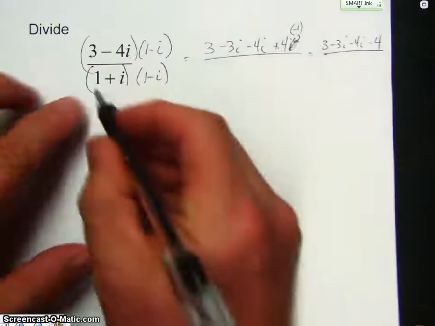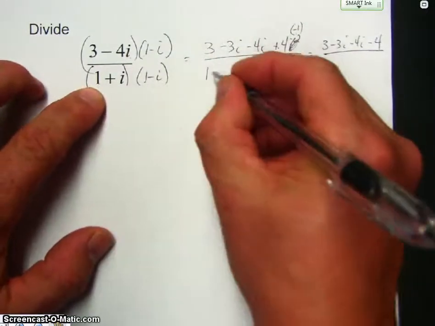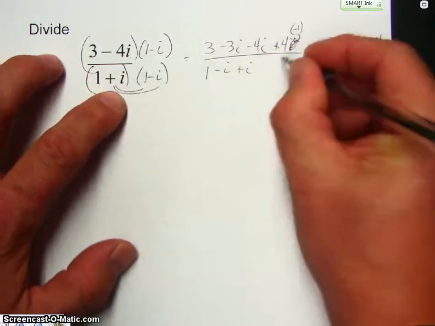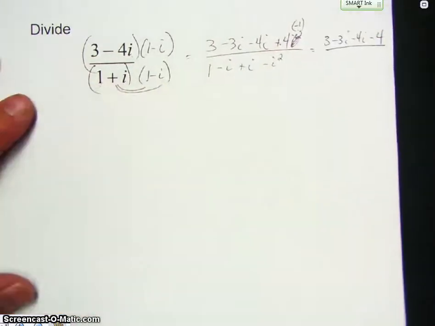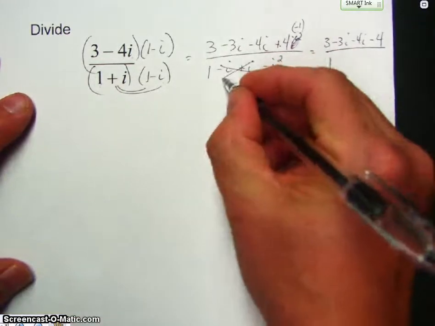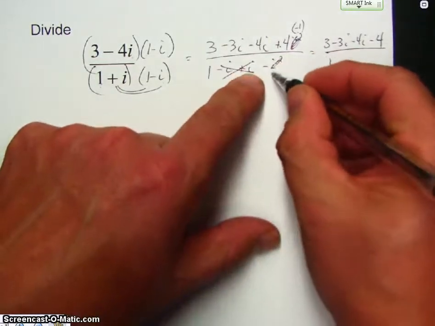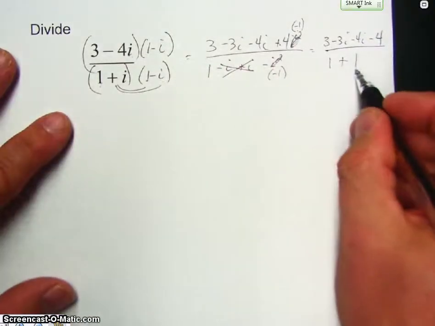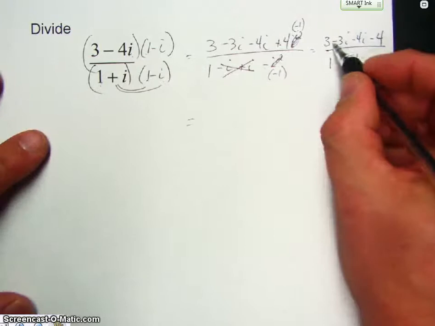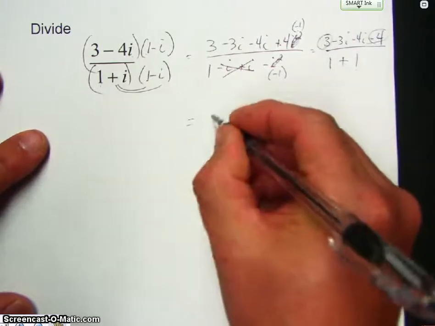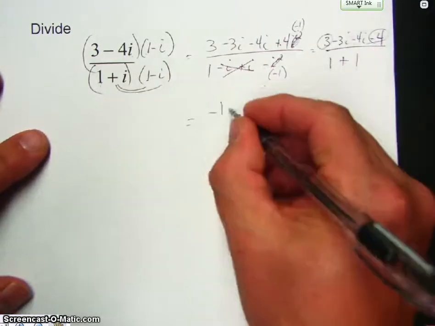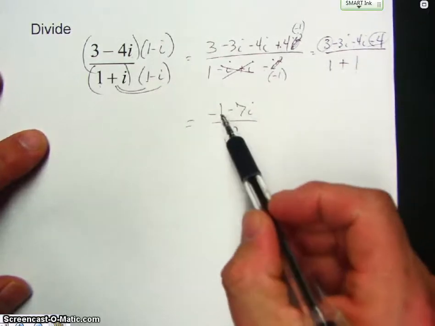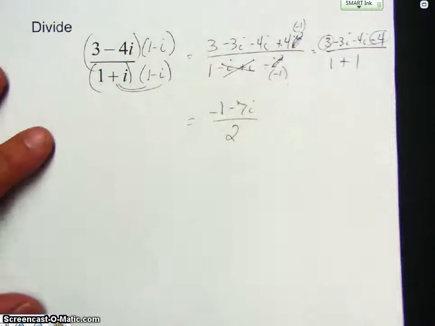All right, let's do the denominator. So 1 times 1 is 1. Negative i, positive i, and then negative i squared. Okay, so 1, that goes to 0. I have this right here is negative 1, so minus negative 1 becomes plus 1. Notice that the i's are gone, so that's good. So 3 minus 4 is negative 1. Negative 3i, negative 4i is negative 7i. 1 plus 1 is 2. If you look at all three parts, 1, 7, 2, none of them are divisible by anything, so therefore we are finished.